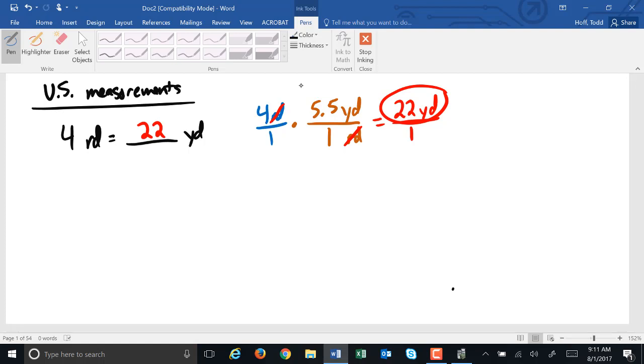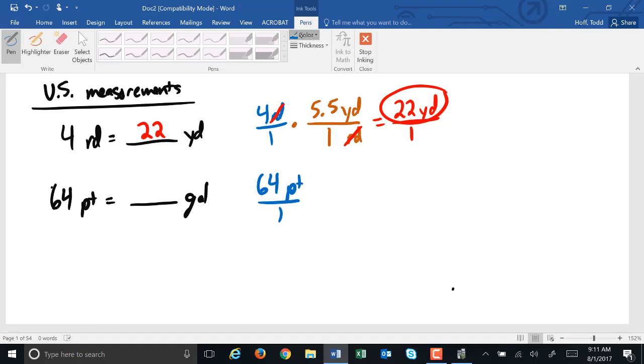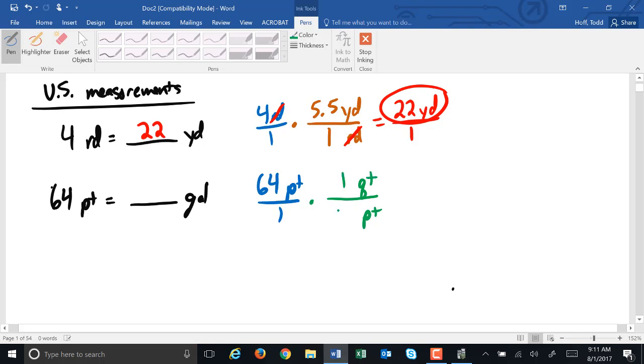Now, often there's going to be multiple steps you have to go through. We might have 64 pints, and we want to convert that into gallons. We put our 64 pints over 1. We're getting rid of pints, so we're going to put pints on bottom. But we don't have an equivalency directly from pints to gallons. So we're going to go from pints to quarts. 1 quart is 2 pints.